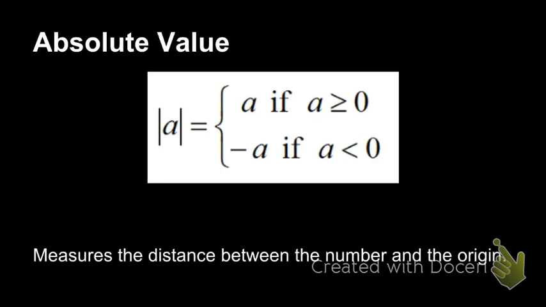All right, absolute value. So it is defined as the distance between the number and the origin on a number line.